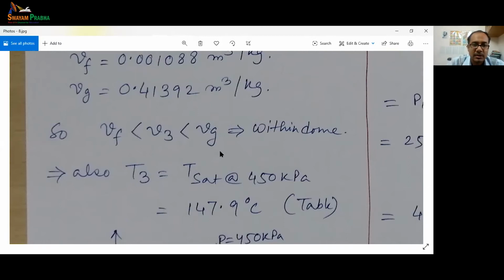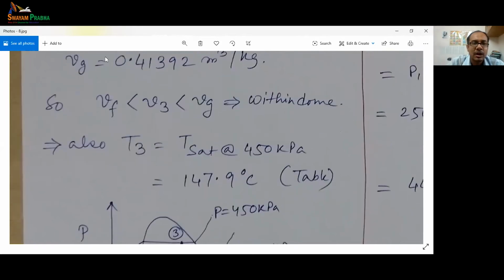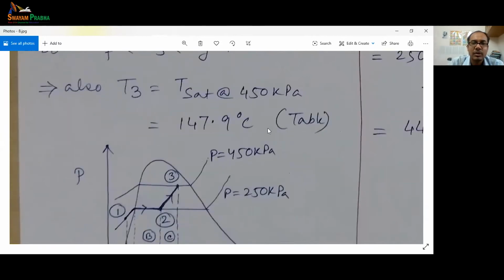not in the superheated vapor region, right? So now as we have seen that it's inside the dome, we can clearly tell the temperature for state 3 will be the saturation temperature, right? Because it's inside the dome, and that saturation temperature will be corresponding to the pressure at state 3, that's 450 kPa. So we can look that number up from the table, that's 147.9 degrees centigrade.